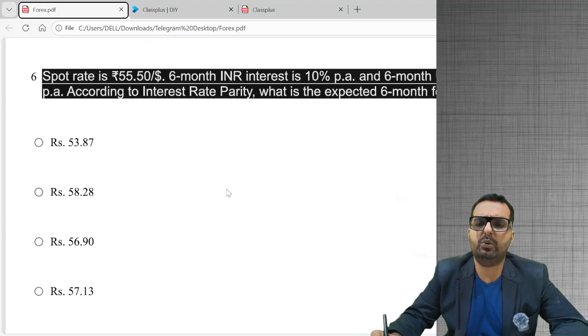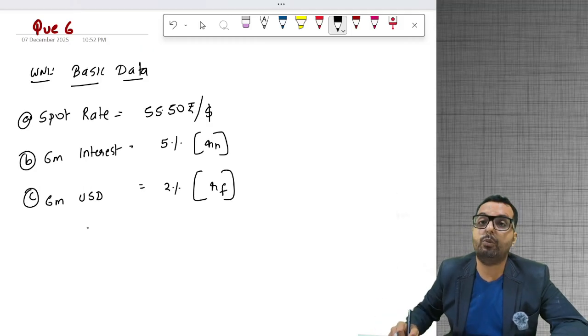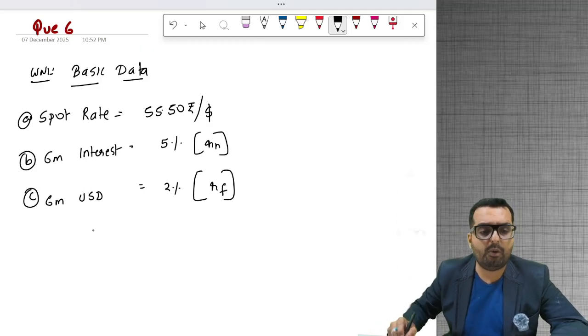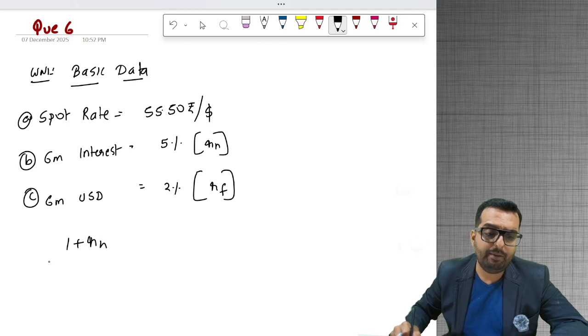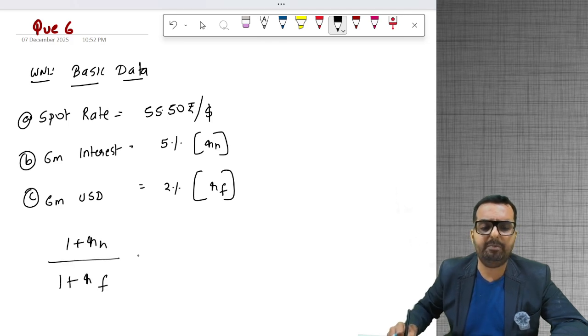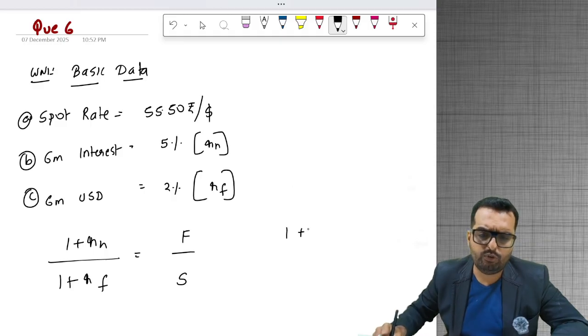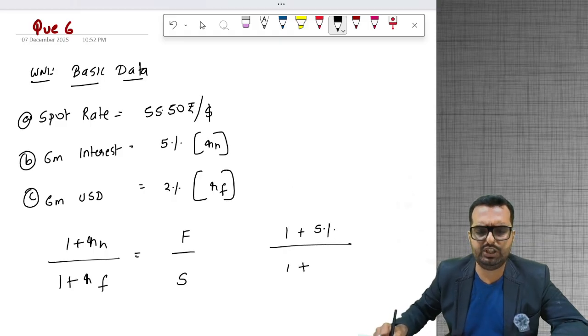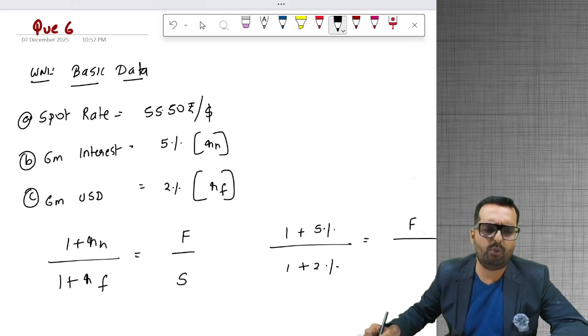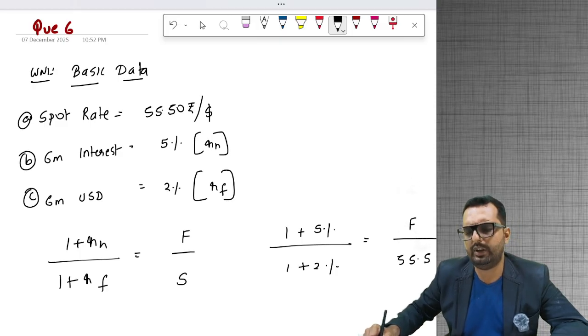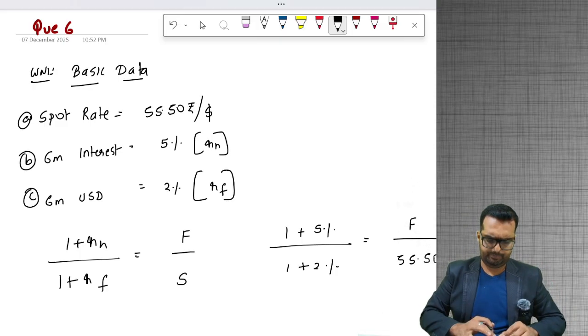Okay. According to IRPT, what is your forward rate? So friends, what is the formula for IRPT? 1 plus RH divided by 1 plus RF is equal to forward by spot. So 1 plus 5% divided by 1 plus 2% is equal to forward divided by what? 55.50.